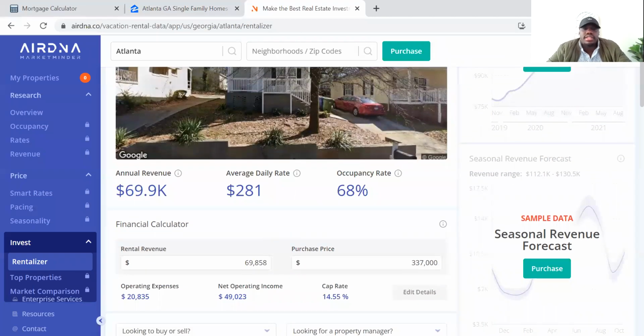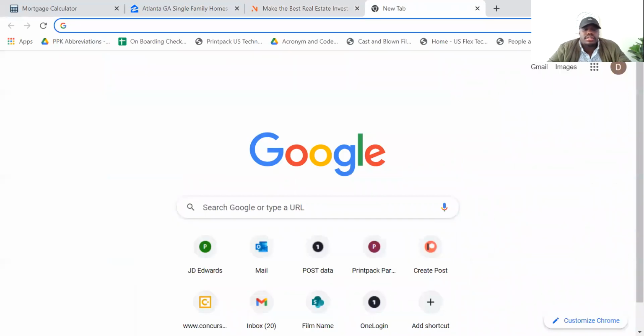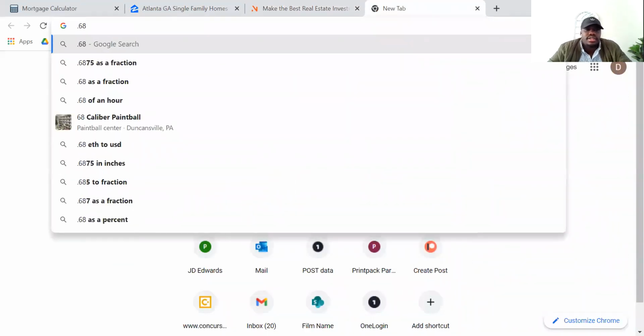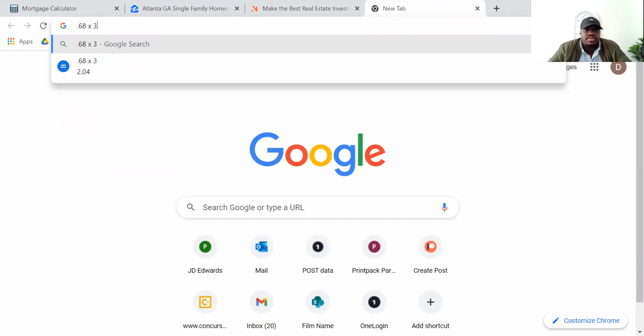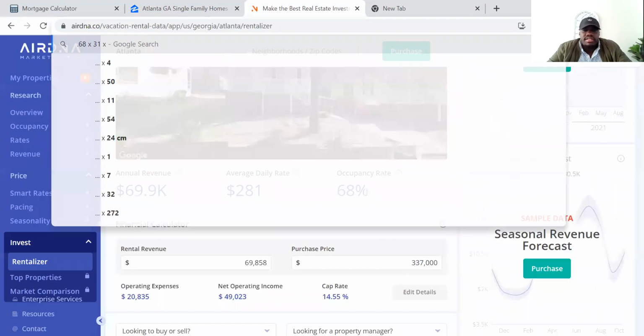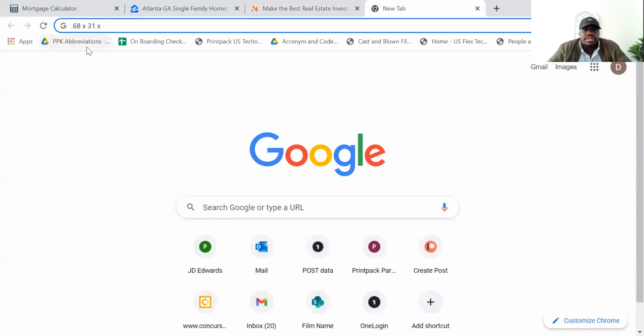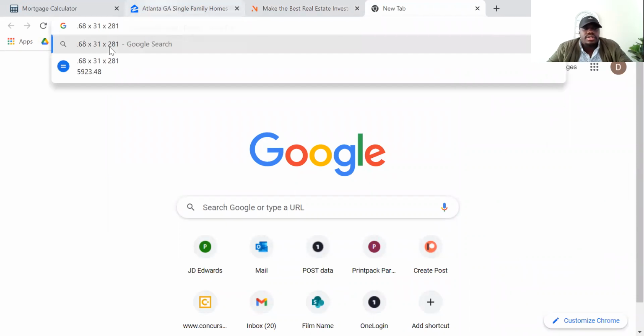Okay. So looking at that, we can just do a quick 68% occupancy, right? Times there are 31 days in a month, times the average daily rate of 281. And so that's about 5,900 bucks, right? Typically I like to be at 50% occupancy, but 68 is fine for this initial one.